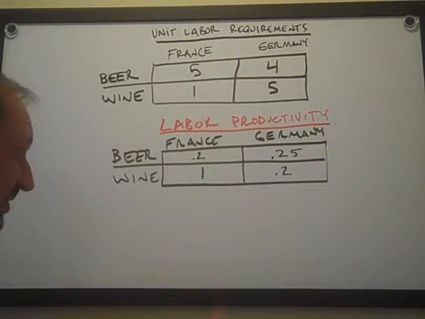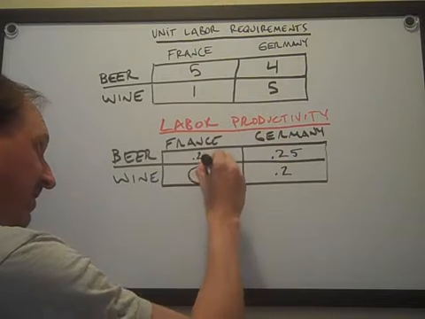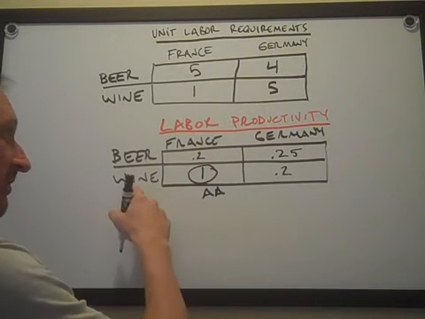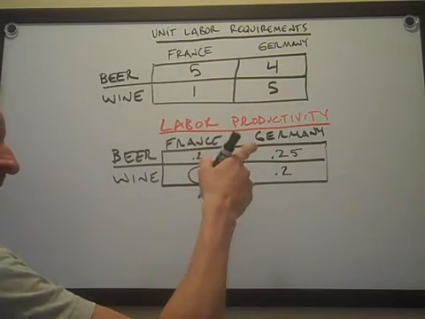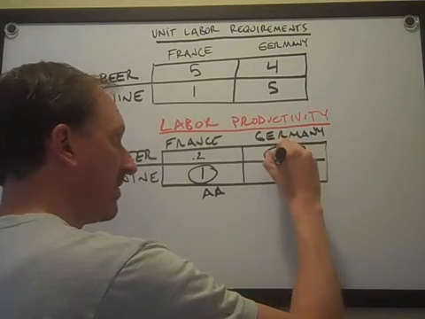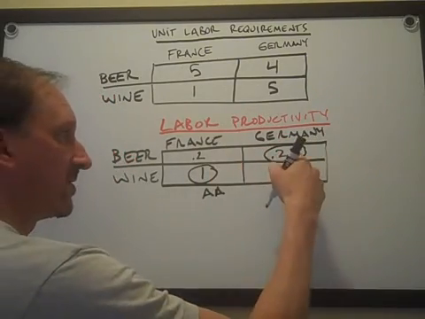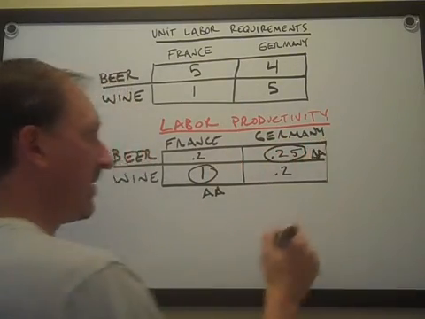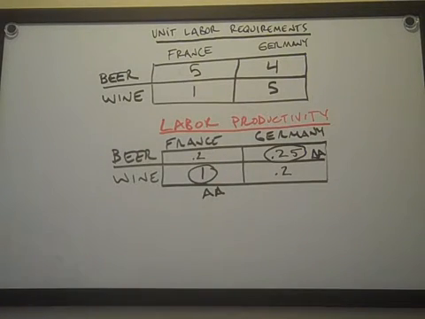And if all that's true, Adam Smith would have said, here's the absolute advantage for France. They should make wine and then trade it with Germany. Here, this number is bigger than this number. Here's the absolute advantage for Germany. Germany should make beer and trade it with France. So that would have been how he would have tried to explain why countries should engage in trade, by making the goods in which they have an absolute advantage.